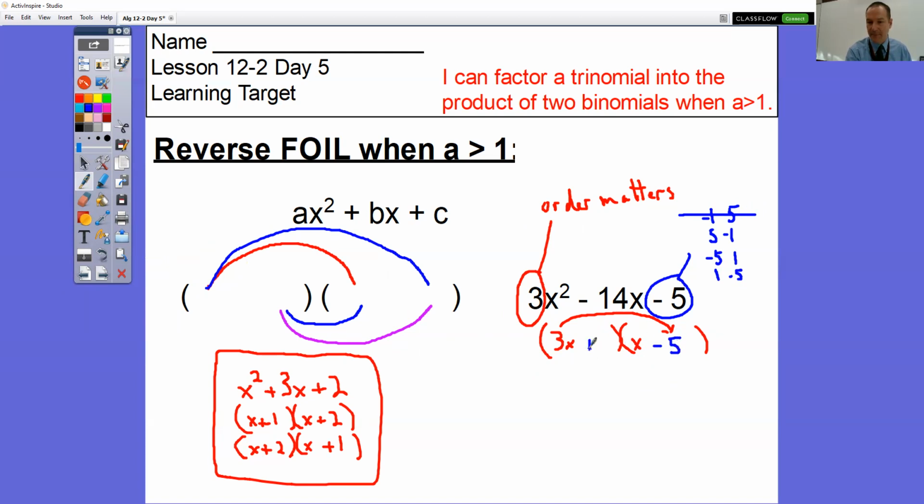So let's try the opposite and try a plus 1 and a negative 5. 3 times negative 5 is negative 15x for our outers. 1 times x is 1x for our inners. When I go to add those together, ding, ding, ding, I have a negative 14x, which is what I want. So this one is going to be your answer. The other combinations of things would not work.